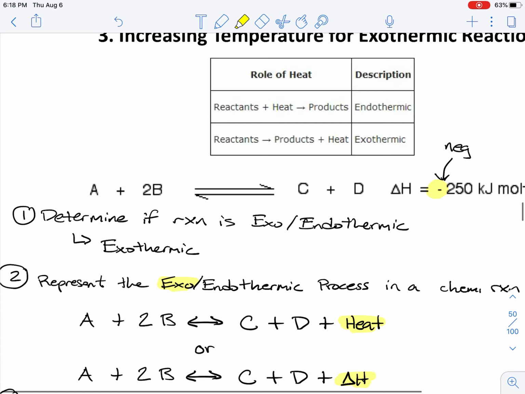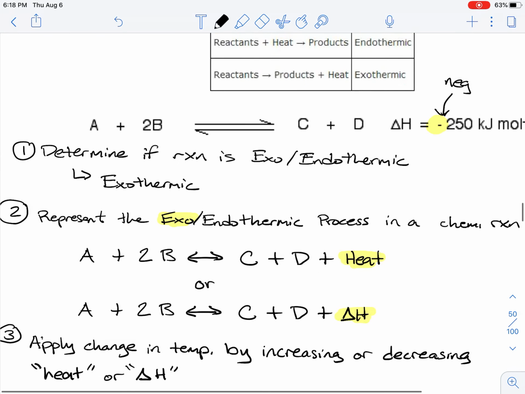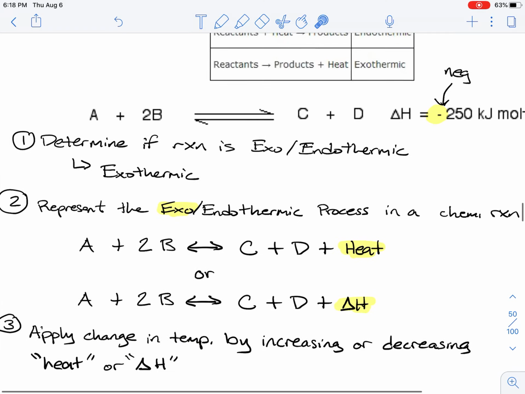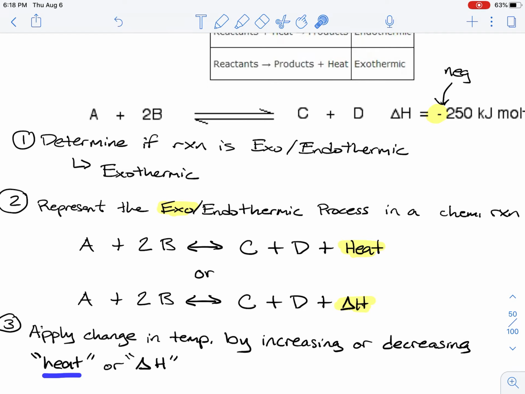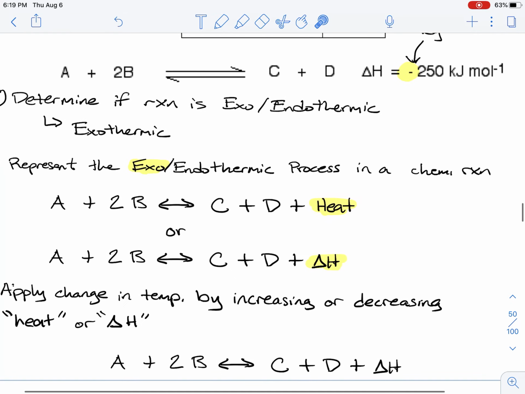So once you guys have represented heat on the correct side of a chemical equation, then and only then can you apply the actual change in temperature by either increasing or decreasing heat or enthalpy. And so if you treat heat as, for instance, a reactant or product, then increasing the temperature or decreasing the temperature will allow us to predict how the equilibrium will shift. So what do I mean by this?